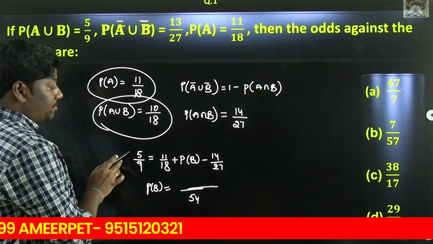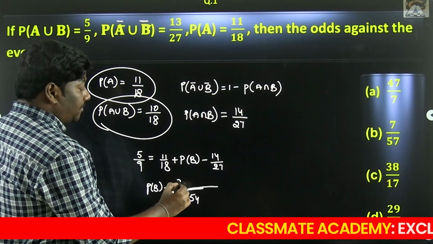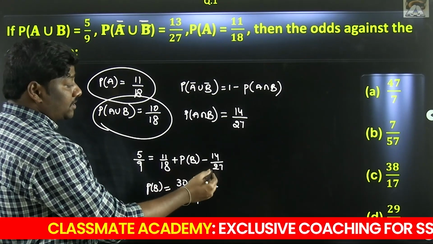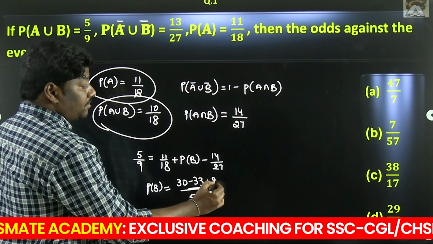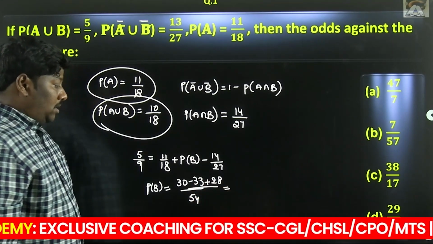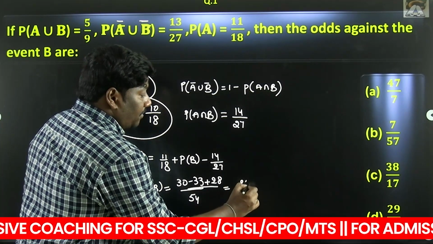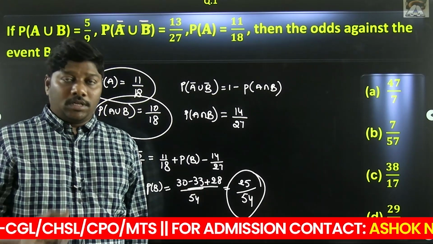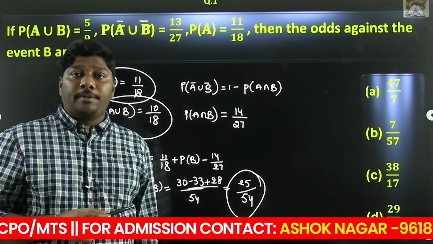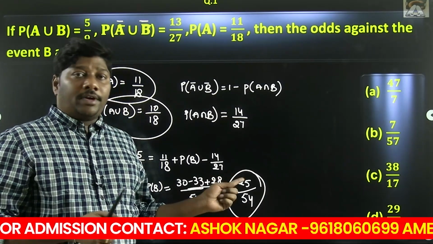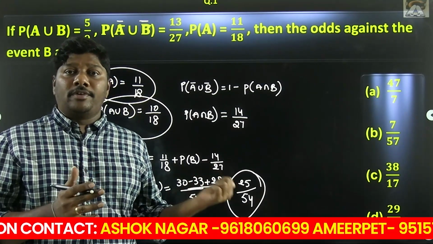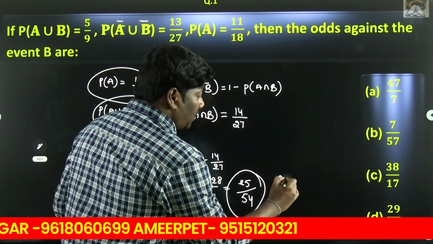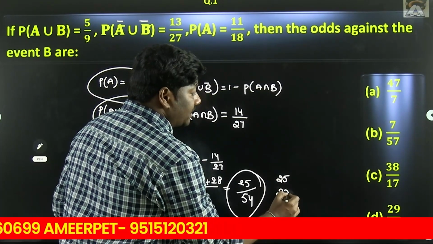P of B is equal to, 9 6s are 54, therefore 5 6s are 30. 18 3s are 54, therefore 11 3s are 33. This is going to be plus, 27 2s are 54, therefore 28. Therefore it becomes 25 by 54. Try to understand the meaning of it. P of B is nothing but 25 by 54. There are 25 ways which are favorable to B out of 54. So if 25 are favorable, you can say 29 are against.